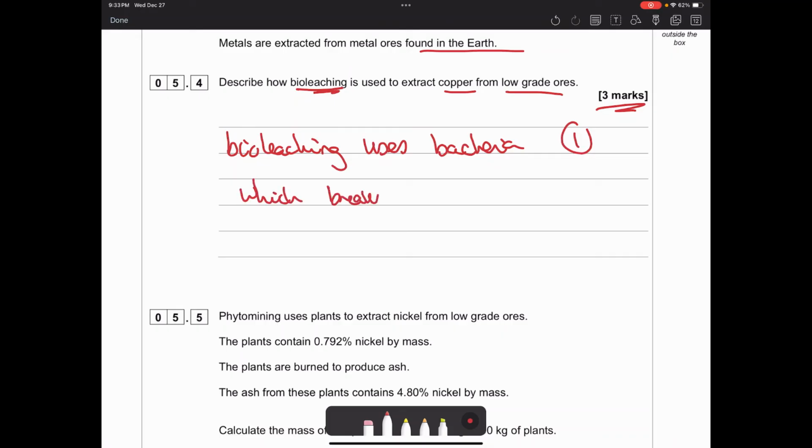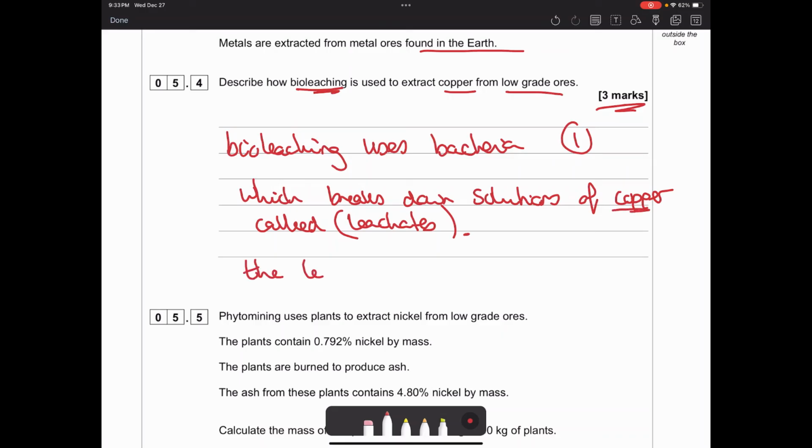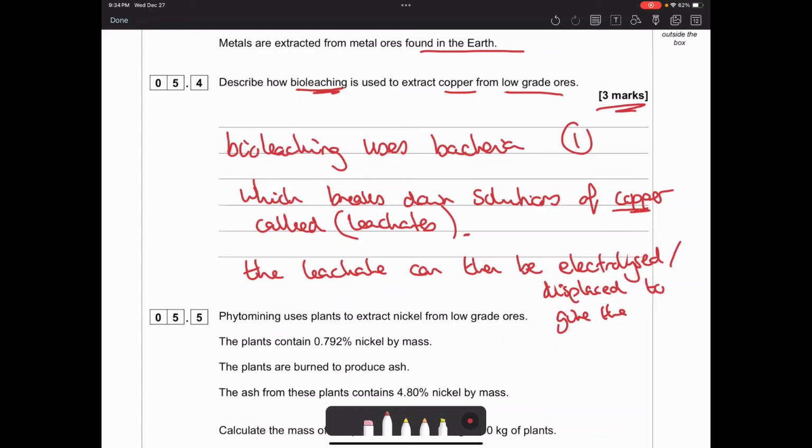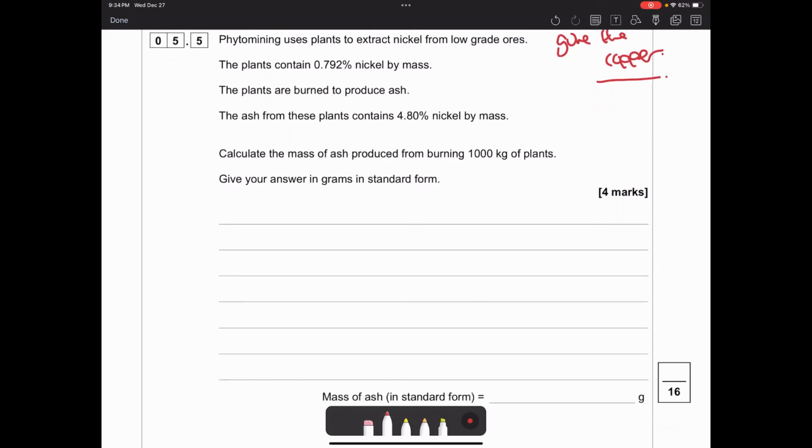which breaks down solutions of copper called leachates. A leachate is just a solution of copper. And then the bacteria break it down, and then the leachate can then be electrolysed or displaced to give us the copper. So 1 mark for identifying it's bacteria. The bacteria is then added with the ore and makes leachates, and the leachates can then be used to displace the copper.